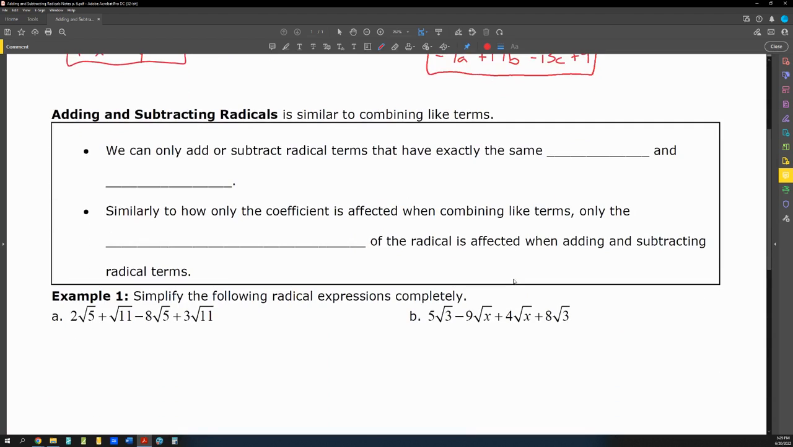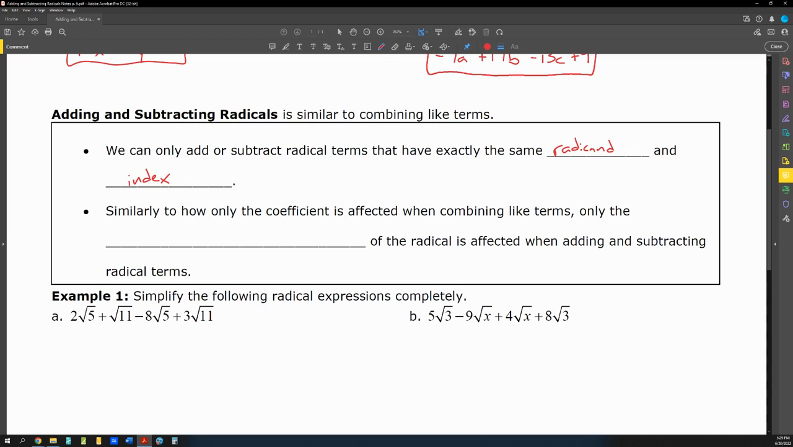Adding and subtracting radicals is similar to combining like terms. We can only add or subtract the radical terms that have exactly the same radicand and index. So as a reminder, the radicand is the number inside of the radical symbol, and the index is that number just like on the outside, kind of in that wedge.